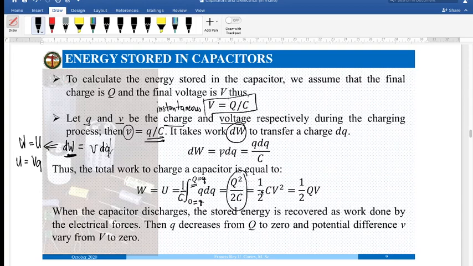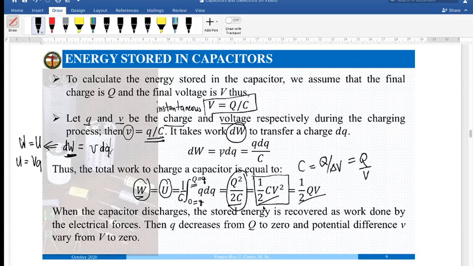Then we can get the other forms of your work: 1 half CV squared and 1 half QV. You can get these from the relationship C is equal to Q over delta V, or just Q over V. Okay, so we can use that. Remember that this work is equal to the potential energy. So this is the energy stored in the capacitor. Basically your three expressions here are the energy stored in the capacitor, or the potential energy in capacitors. Now, these are very familiar, especially this one.